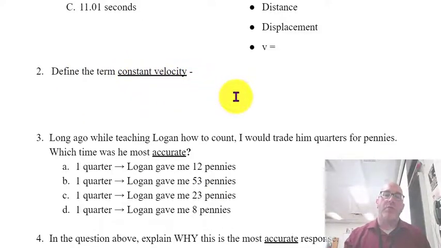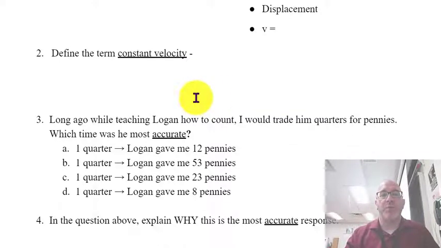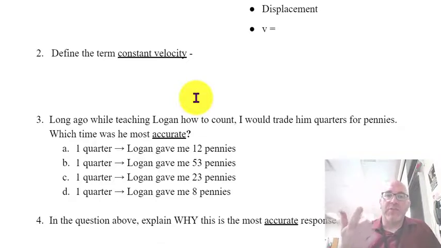Question 2, please define the term constant velocity. Once again, write in this space, but you're trying to explain to me what constant velocity is. It is a very bad idea to use the word constant or any version of the word, and velocity or any version of the word, while you're trying to explain constant velocity.